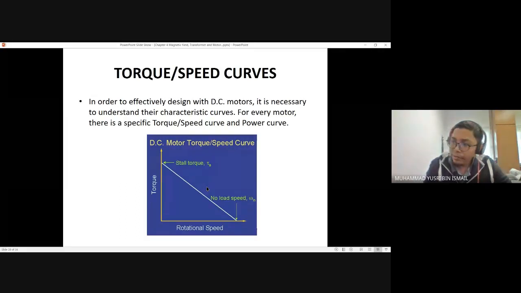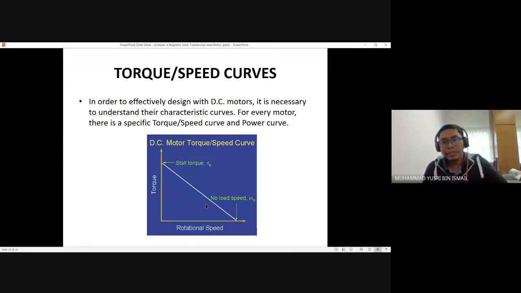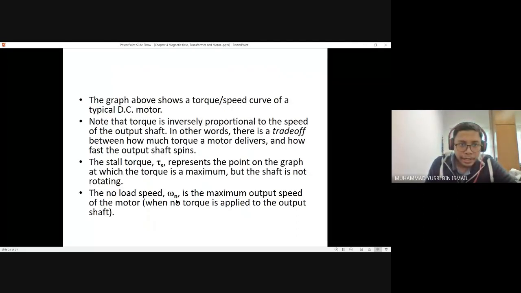if you look at this graph, when the speed is 0, the torque of the motor is high. On the other hand, if the speed of the motor is maximum, then the torque will be 0. Okay, that is what is meant by inversely proportional lah. So note that torque is inversely proportional, or in other words, it is a trade-off.